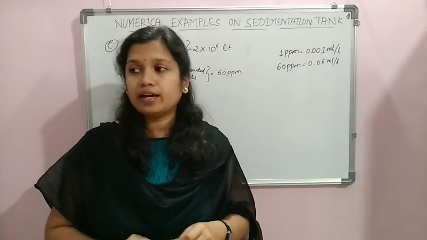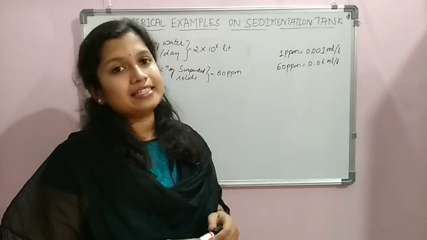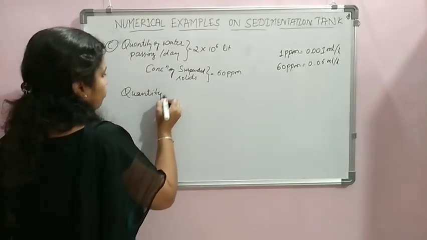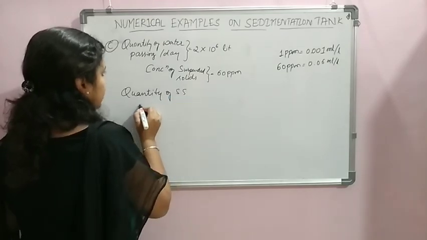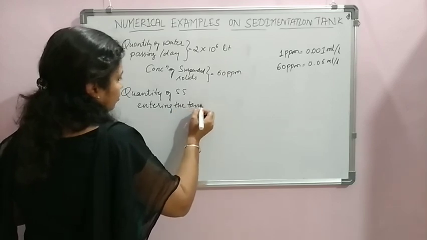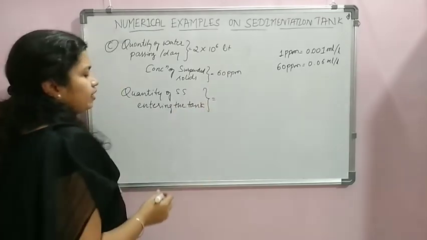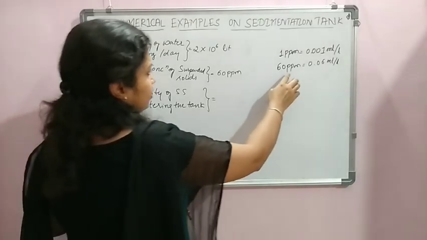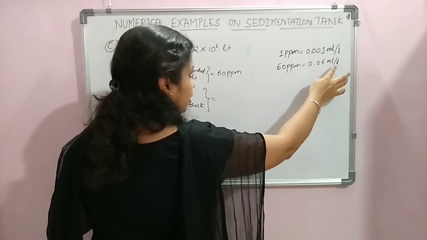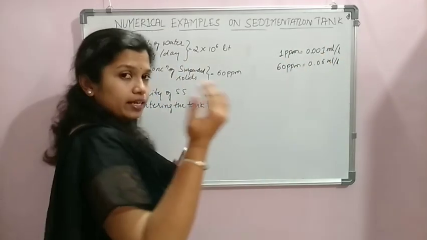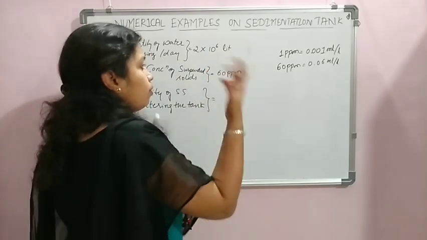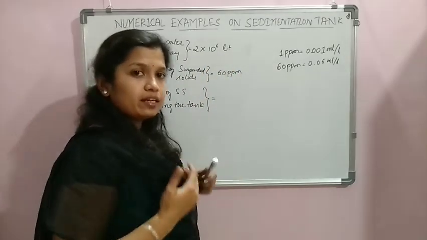Next, let us check the quantity of suspended solids entering the tank. Why we are taking it in this way is, if we are saying 60 ppm is the concentration, which means 0.06 ml per liter of suspended solids is entering the tank. So if this is the total quantity of the water, what will be the total amount of suspended solids that is entering the tank?